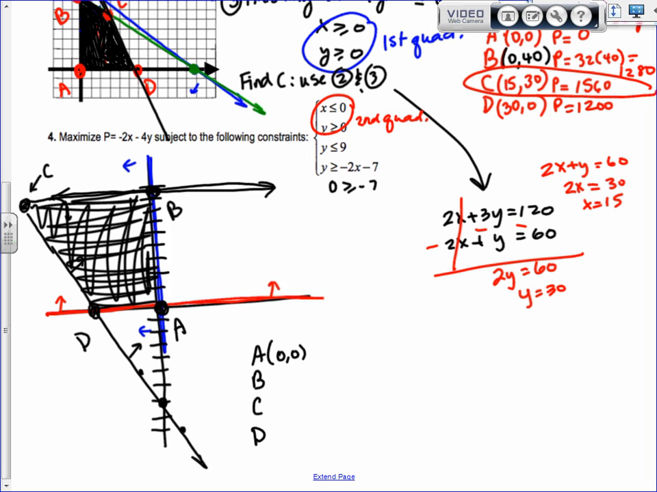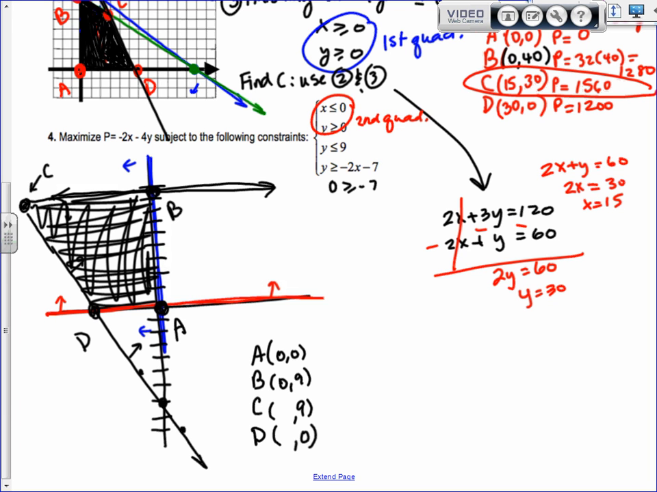So A is easy, 0, 0. B was 0, 9. Did you guys see that one? C, I don't know, but I do know that it's at a height of 9. That helps a little bit. And then D, I don't know what that one is, but I do know it's at a height of 0. It's on the x-axis.